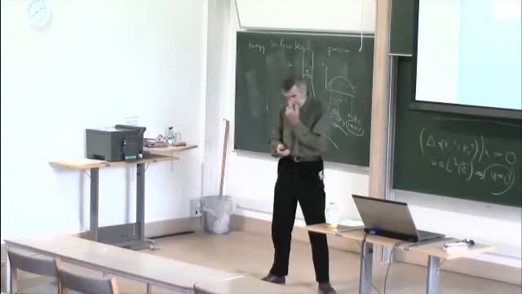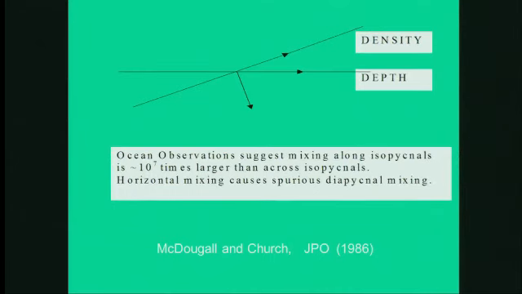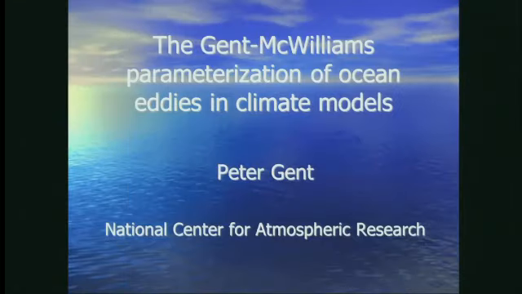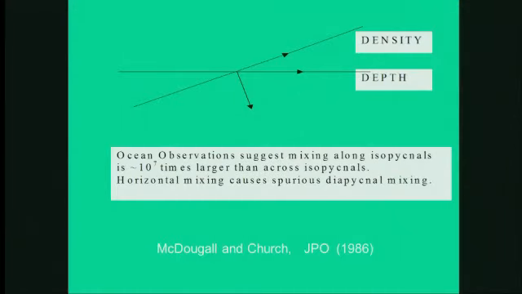Now, it's been known for a long time, both by ocean observations and another way I'll talk about in a minute, that in the ocean the mixing is far, far stronger along the isopycnals than across them. Isopycnals are what we call surfaces of constant density. Observations suggest that if you put some dye in the ocean, it mixes along the density surfaces about 10 to the 7th times as strongly as it mixes across them.